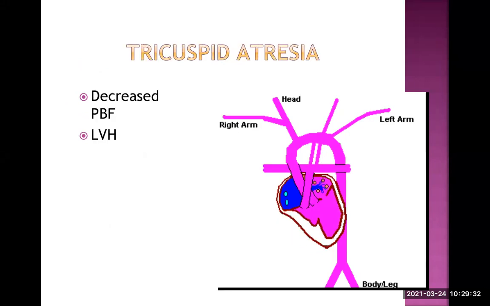Tricuspid atresia. In tricuspid atresia, the tricuspid valve is not developed, so there is decreased pulmonary blood flow, and there is left ventricular hypertrophy because of the abnormal connection again. In tricuspid atresia, the right ventricle is very underdeveloped, or not functioning at all.